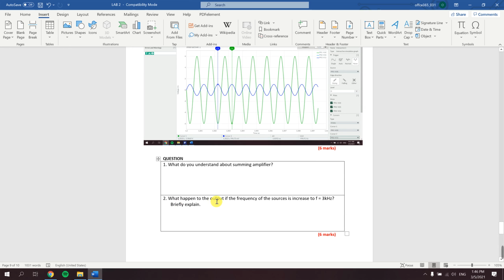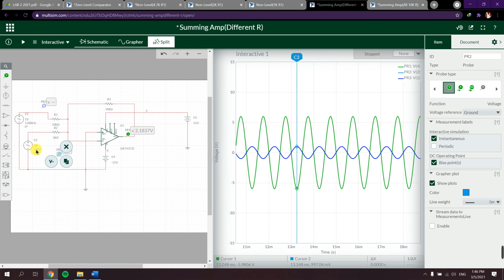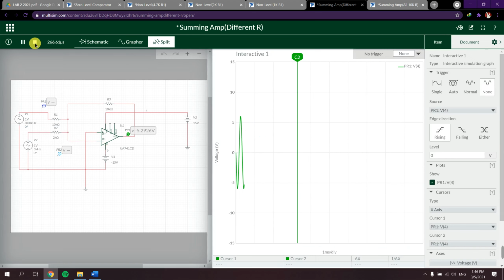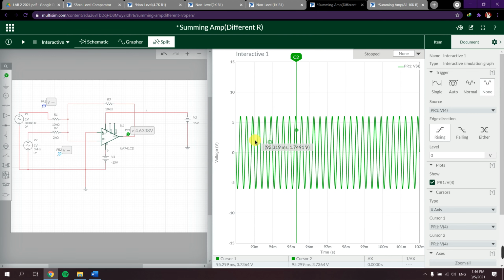What happens to the output if the frequency of the sources is increased to 3 kilohertz? When we increase the frequency to 3 kilohertz, the wave will change. As you can see, the gap between the peaks will change, because frequency is 1 over time. When we increase the frequency, the time gap becomes smaller, which causes the sine wave to become more compact and closer together.